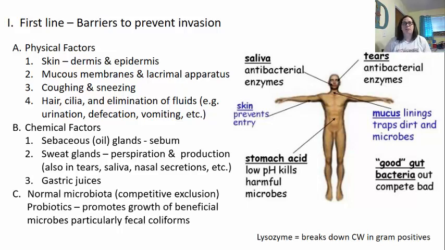The last thing that's part of the first line of defense is your normal microbiota. This causes competitive exclusion, meaning that it helps outcompete potentially bad invaders. The pathogenic bacteria cannot gain access because you have normal bacteria that can grow there better. This brings us to probiotics. These promote growth of the beneficial microbes, particularly in your gut, your intestines, and this helps prevent potential infections there.